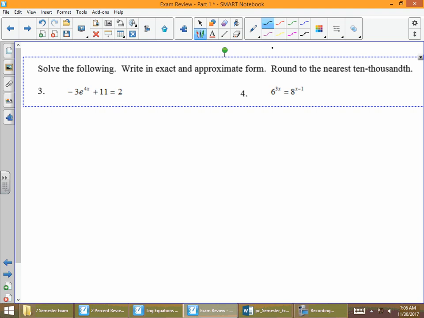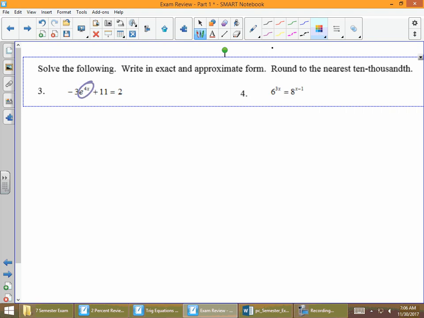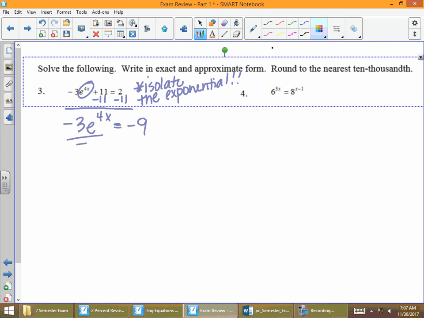The key to number 3 is isolating your exponential. That's what you always need to do. You always need to isolate your exponential. You can't get to the right answer if you don't. So I'm going to subtract 11 from both sides first. And I'm going to divide by negative 3.